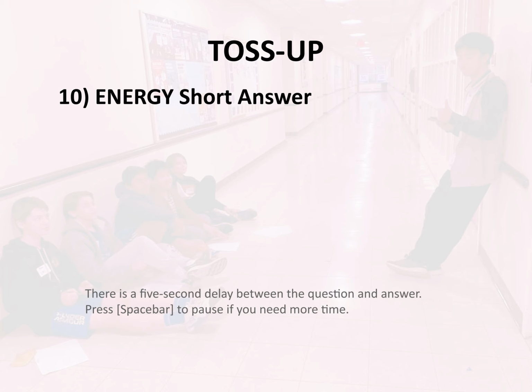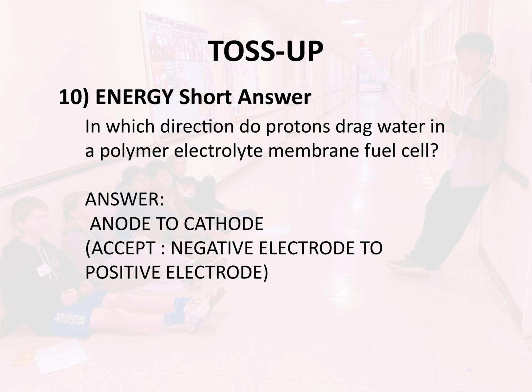Toss-up 10. Energy. Short answer. In which direction do protons drag water in a polymer electrolyte membrane fuel cell? Answer. Anode to cathode.